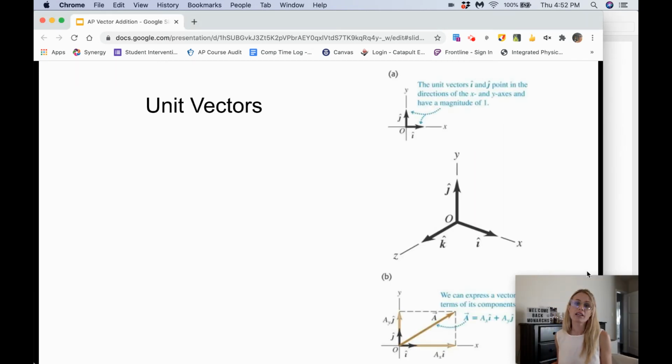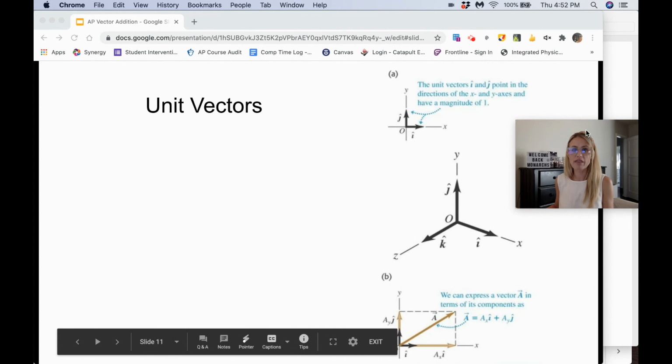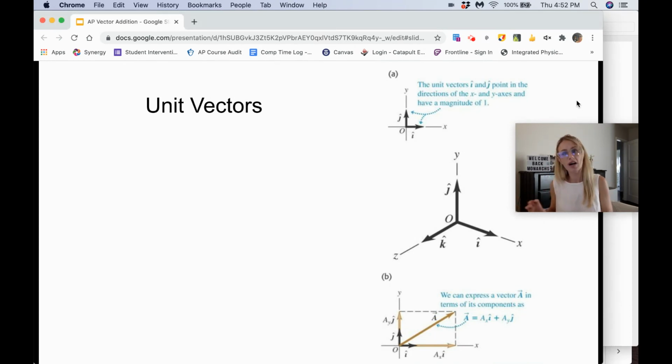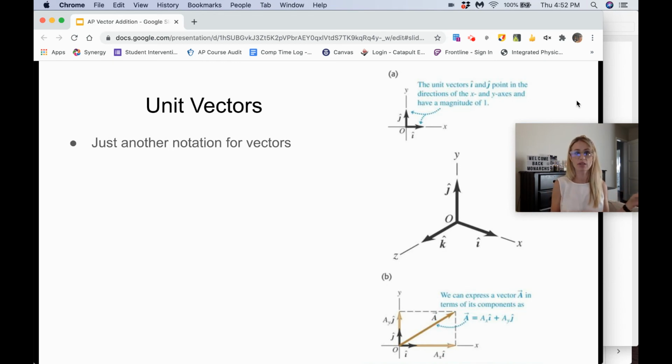All right, let's talk a little bit about unit vectors. Now, most of that was probably review. Unit vectors are probably new for most of you. I'm not sure if you guys use unit vectors in pre-calc or not. But basically what unit vectors are, it's just another notation for vectors. So the notation that we were just using with the angle and the magnitude, it's called magnitude angle notation. This is unit vector notation. All they do is they just give you direction.